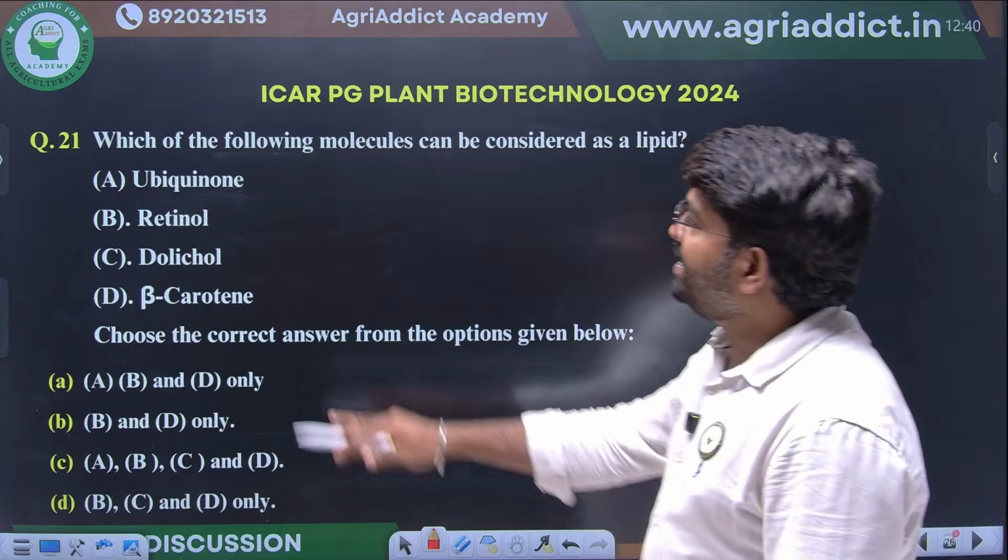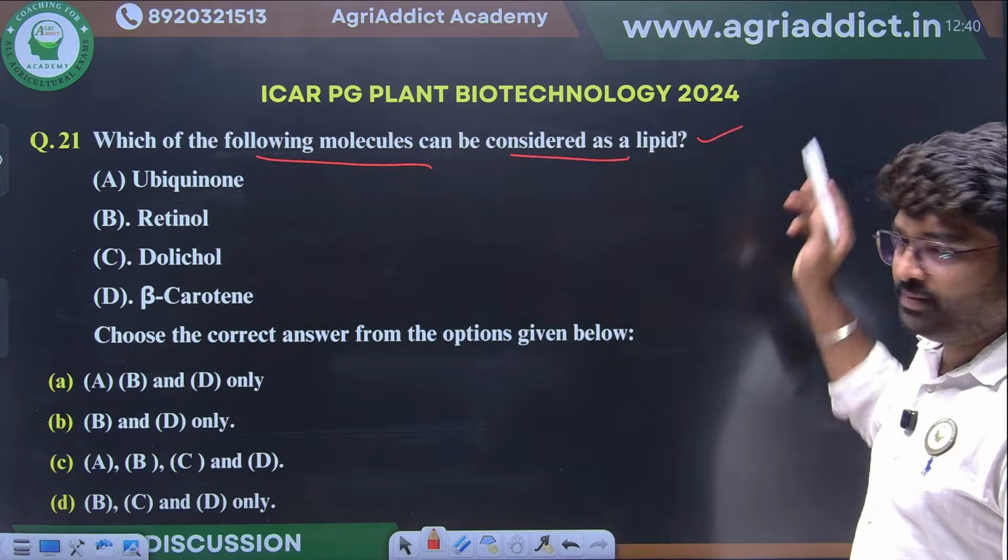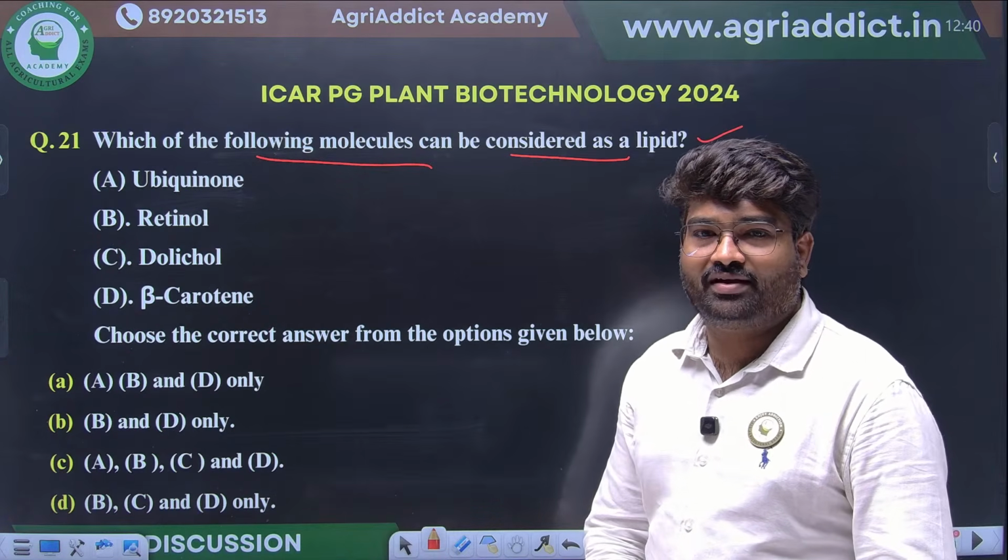Which of the following molecules can be considered as a lipid? Any guesses? Which of the following molecules can be considered as a lipid?